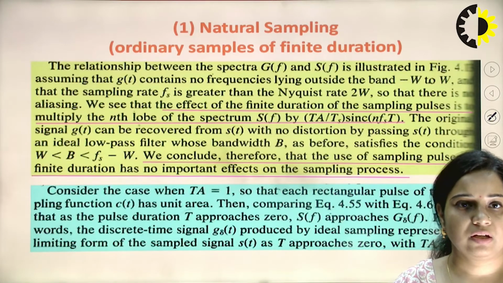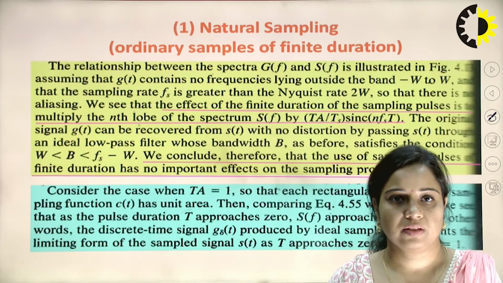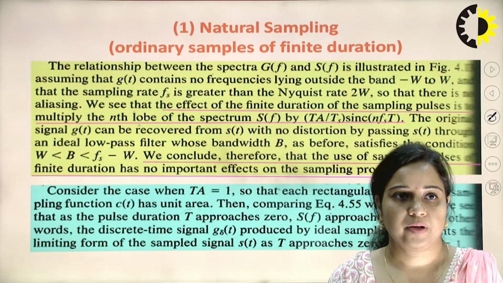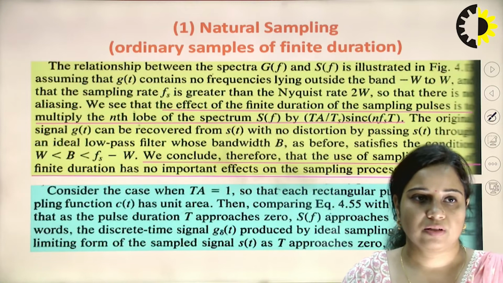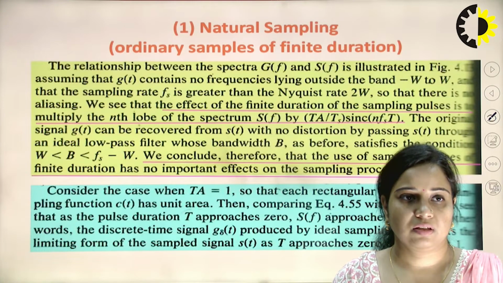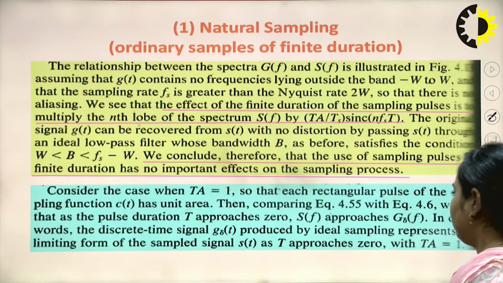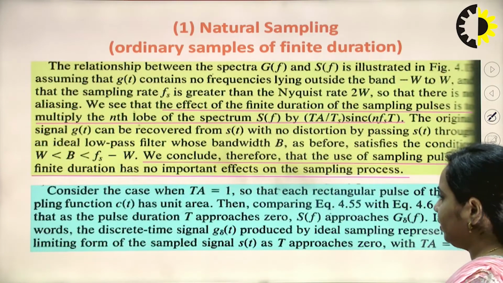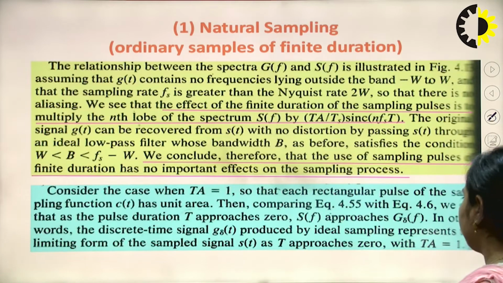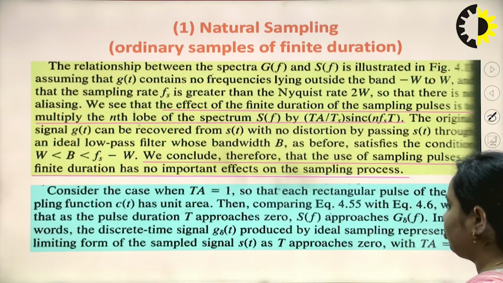The original signal g(t) can be recovered from s(t) with no distortion by passing s(t) through an ideal low pass filter with bandwidth W. For this case we consider the condition where A T equals 1, so that each rectangular pulse of the sampling function c(t) has a unit area. Then comparing this equation with equation 4.6, we can see that the pulse duration T approaches 0.